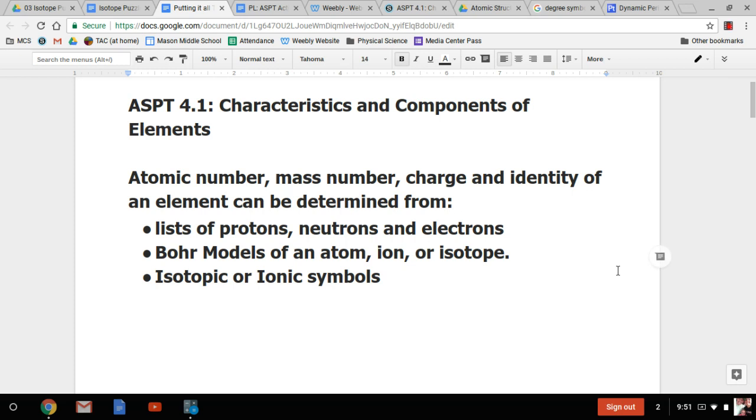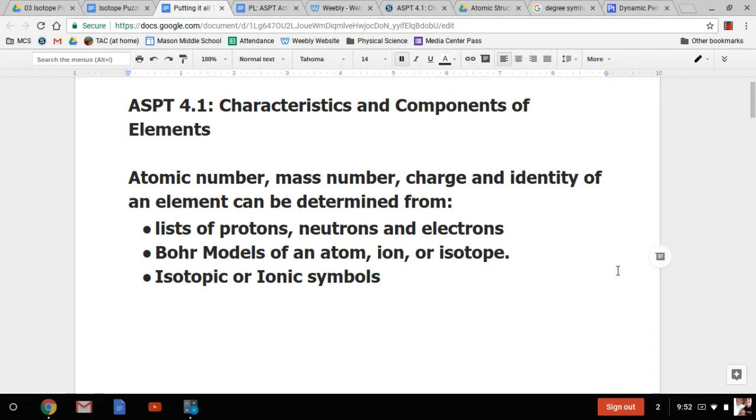Congrats, guys. You are almost at the end of the atomic structure unit. Well, to be honest with you, you're at the end of the atomic structure, but now we're getting into the periodic table after this objective. This objective is honestly mostly review. So for a lot of you, this will probably be a fast objective.